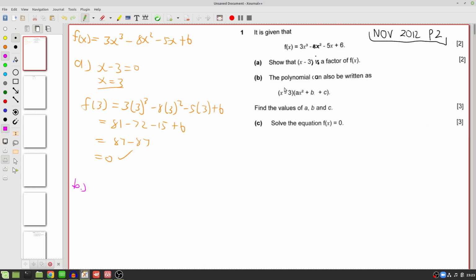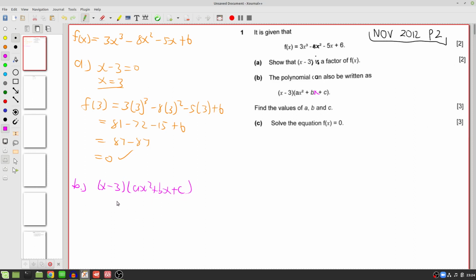Question B, the polynomial can also be written as, and let me rewrite that again, x minus 3 in one bracket, and then another bracket containing ax squared plus bx plus c. Now it looks like it didn't copy well, that should be bx plus c. Now they ask us, if it can be written like this, find the values of a, b and c.